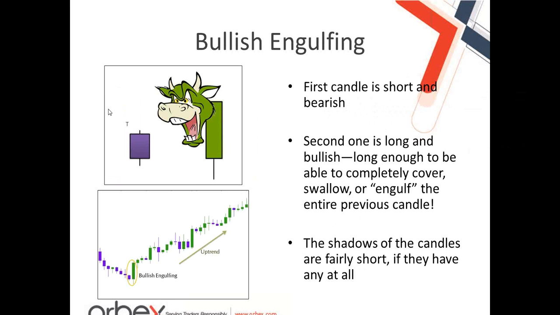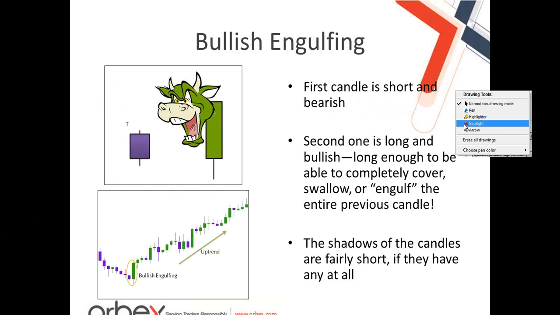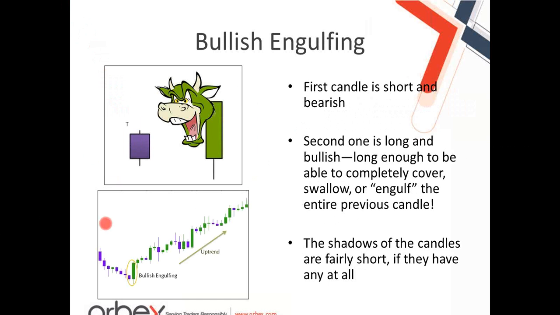A Bullish Engulfing consists of, after a downtrend, obviously, so you have a downtrend coming all the way down, for example, over here. Then you have a short bearish candle, followed by a very long and strong, oftentimes bullish Marubozu that is so long that it completely swallows this little bearish candle over here.